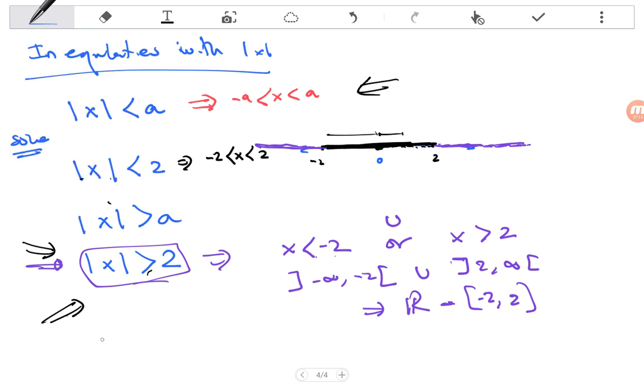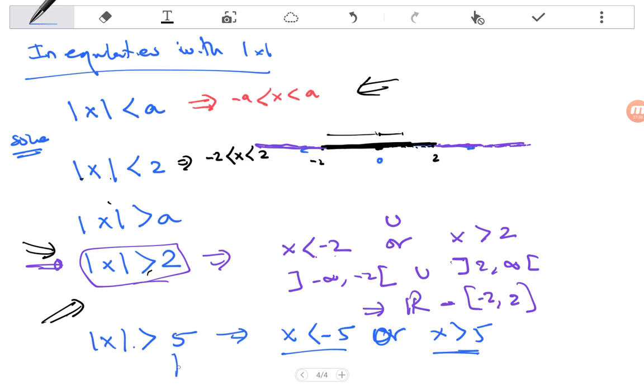So, for example, if I need to solve this inequality, absolute x greater than 5, what would be the solution? The solution will be x less than the negative, union with or, x greater than the value itself. One of them we just remove the absolute value, and the other we remove the absolute value but with a negative sign on this side, and you also change the order of the inequality.